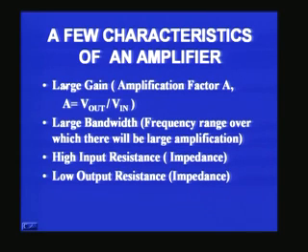Some of the characteristics, for example, is gain. An amplifier should have reasonably good gain, large gain. What is gain? Gain is the amplification factor, which is normally represented by the letter A. A is nothing but, if it is a voltage amplifier, for example, A can be V out divided by V in. What is the voltage output that I get divided by voltage in? Usually this will be in RMS for an amplifier.